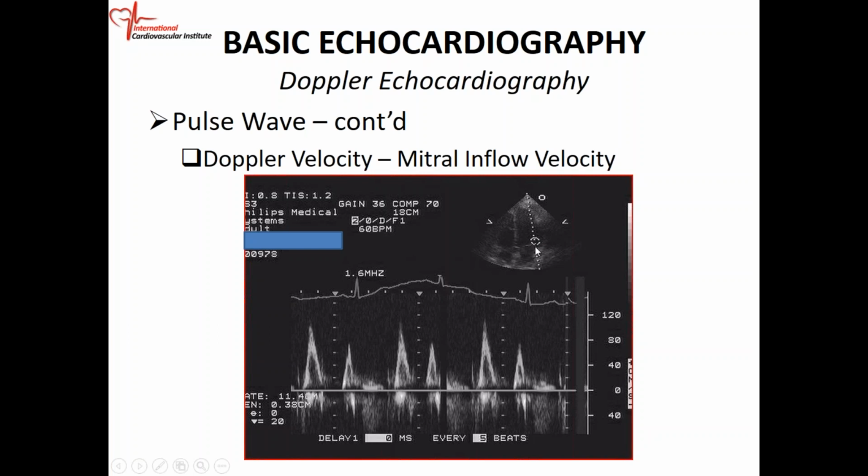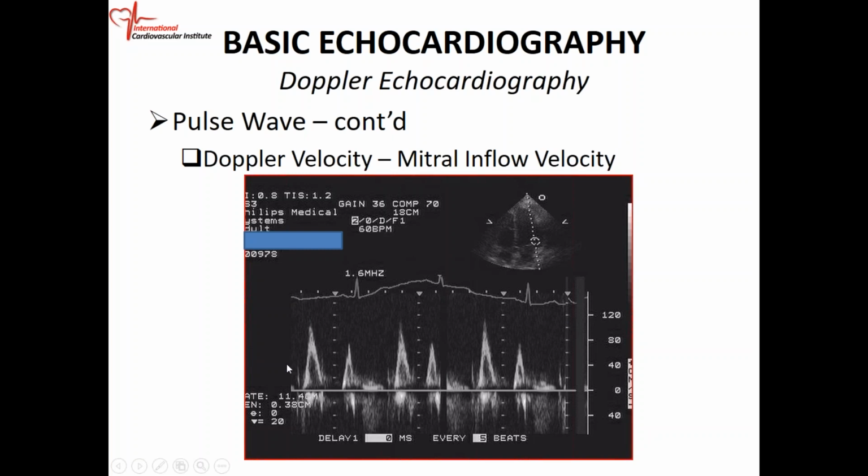We know that normal blood flows from the left atrium across the mitral valve into the left ventricle in diastole. It's a low velocity flow. Your ECG is on top. Diastole is from the end of the T wave to the QRS. So in diastole, you have these flows. This is the mitral inflow.